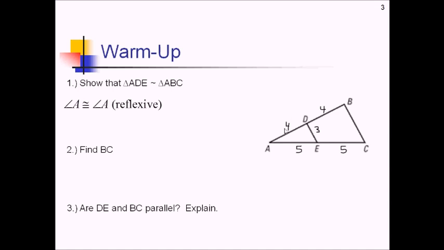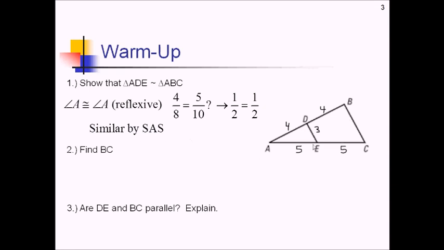Let's look at the different sides here. 4 over 5 versus 8 over 10. Are those proportional? So we could write 4 over 8 equals 5 over 10, and those both reduce to 1/2. So those are indeed proportional, and we can show these are similar by side, angle, side. Now that we've shown they're similar, we can use this to help find the length of BC.